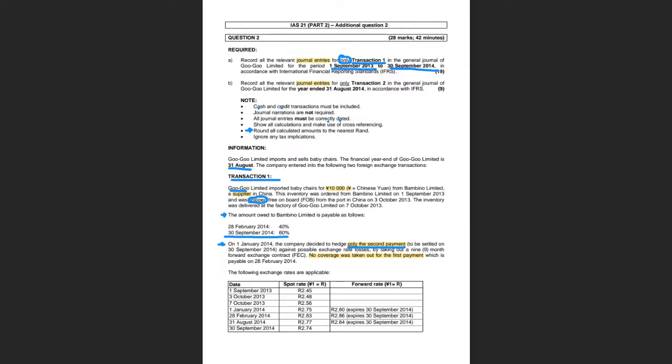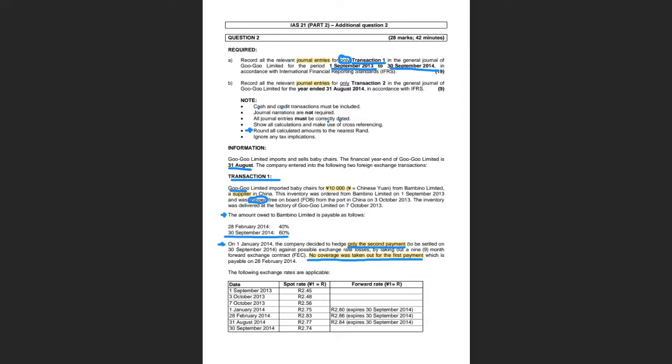And then the next statement, the one that I've highlighted there, says there's no coverage to be taken out for the first payment, which is on the 28th of February. So basically, we're going to treat this transaction as a normal forex transaction until the date that we need to start taking out the FEC, right? Because there's nothing covering the first payment. So the first payment is just going to be like a normal forex situation, like an unhedged transaction.